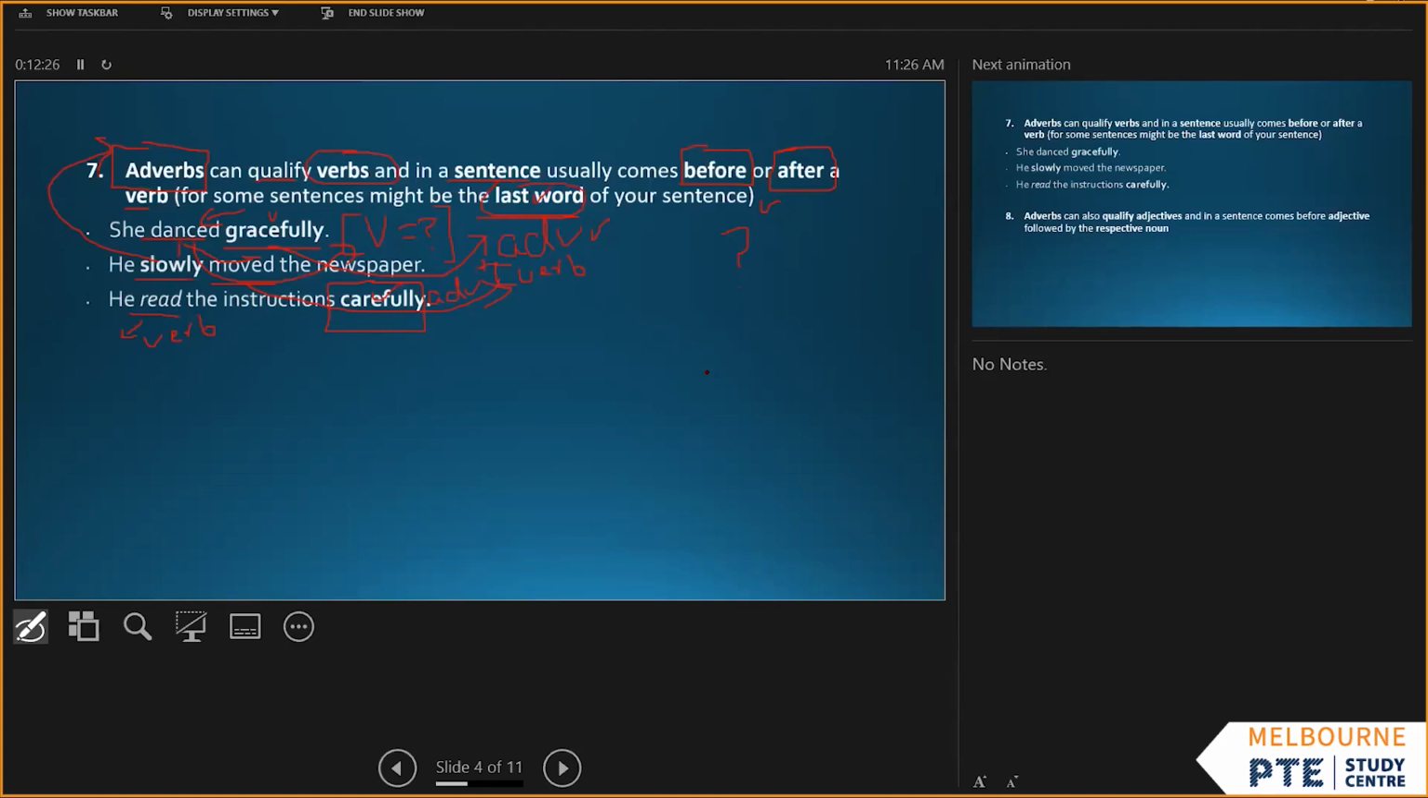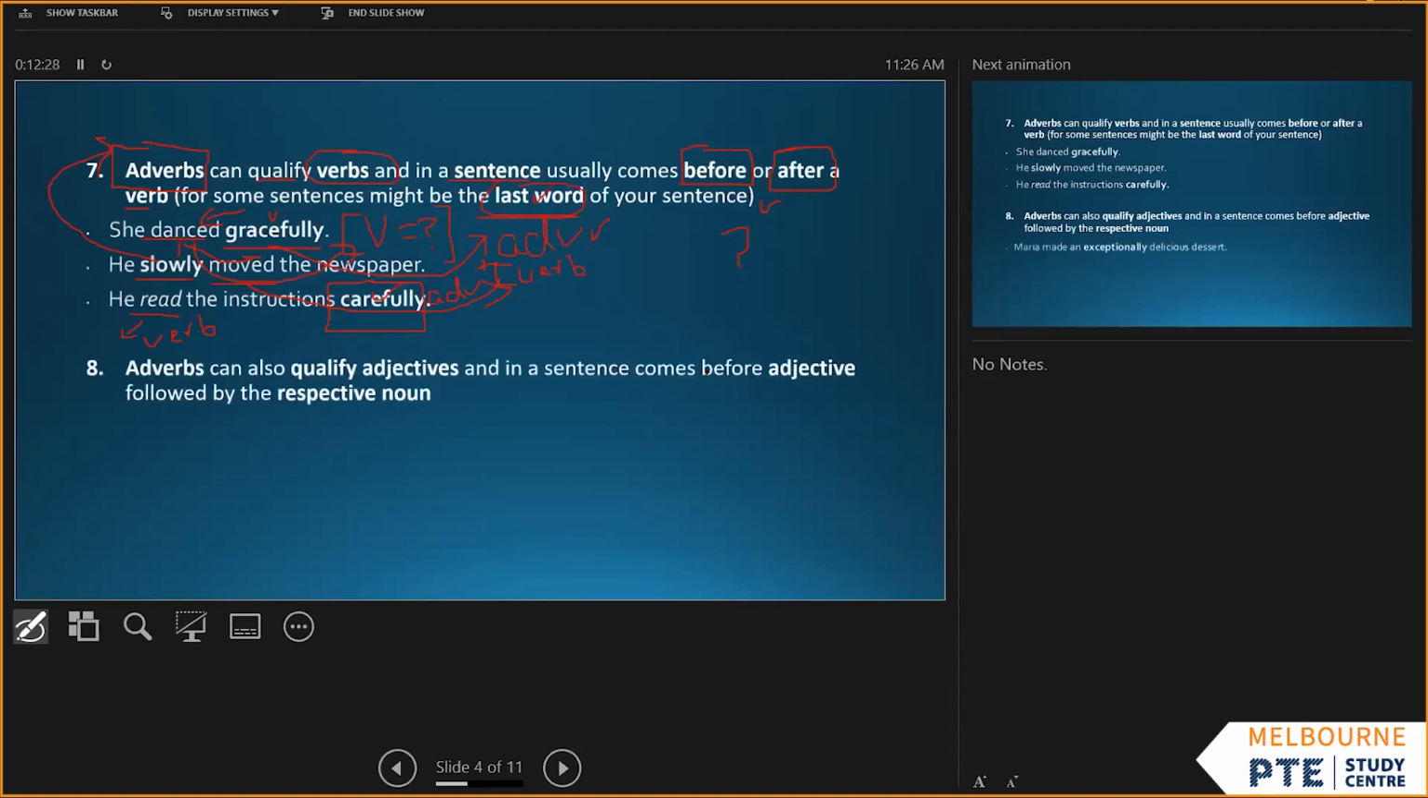All right. Now, the next rule: adverbs can also qualify adjectives. And when they do, they can come before my adjective. So what it actually means is, have a look at this example and pay more attention to the last three words that I'm highlighting. Tell me out of these three words, firstly, what's my noun?